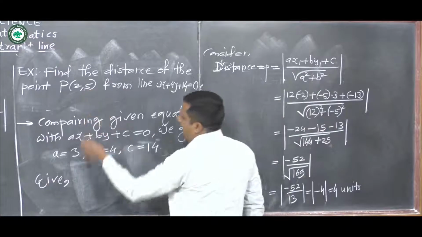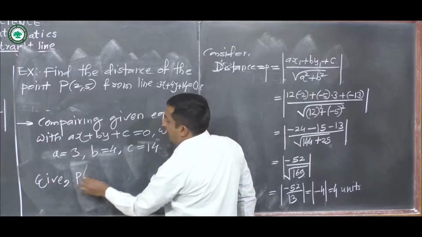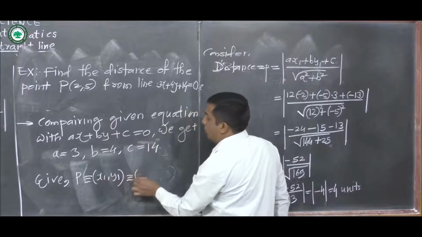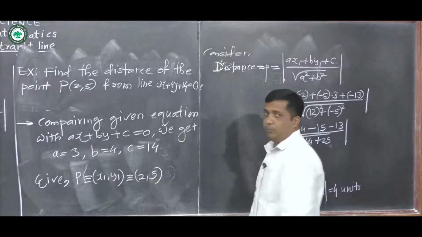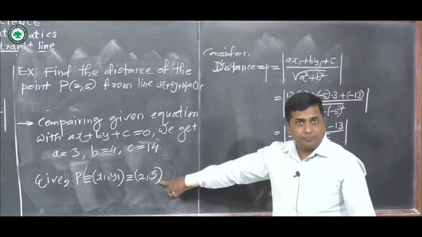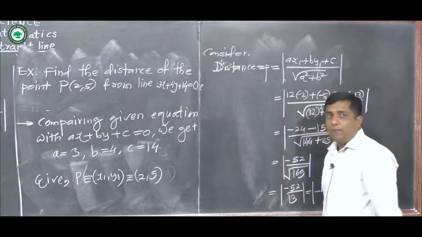Then here a point is given. Suppose this point P is having coordinates x1, y1, which is equivalent to 2, 5. That is, x1 is 2, y1 is 5. Here we know the formula for distance.